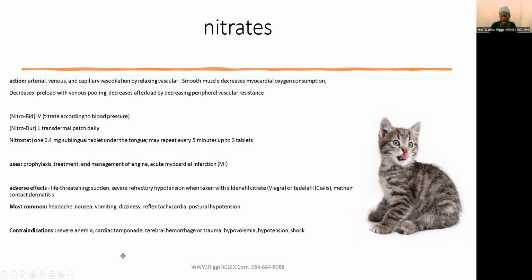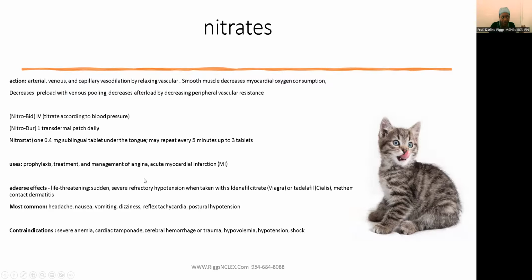These are contraindicated with anyone with severe anemia. Cardiac tamponade, we'll talk about in a moment. Cerebral hemorrhage or trauma clients, we're not going to give those to. Hypovolemia: hypo, not enough fluid volume. Hypotension is going to make you hypo. They're going to go into shock. That's not the drug for them. Okay, those are your contraindications.